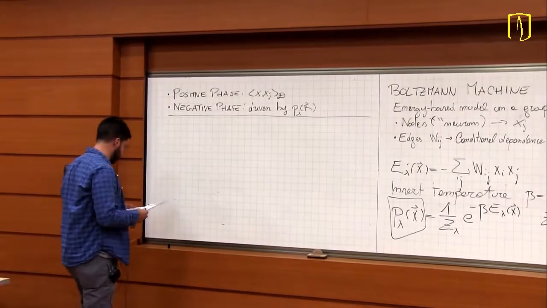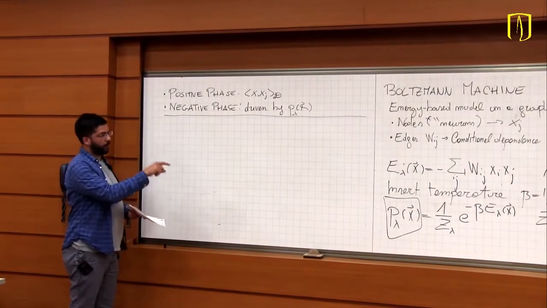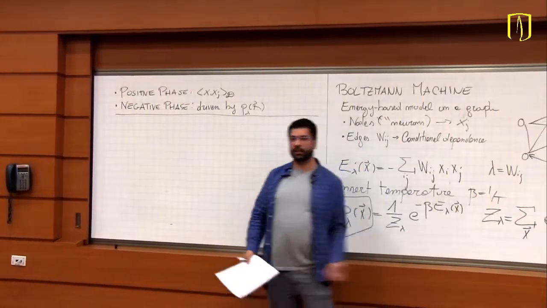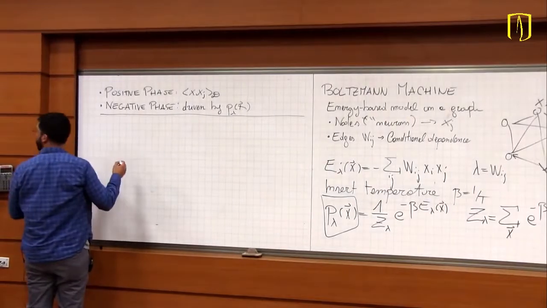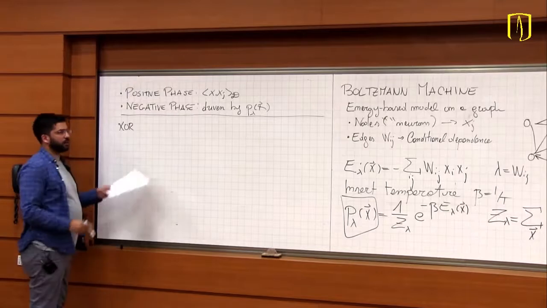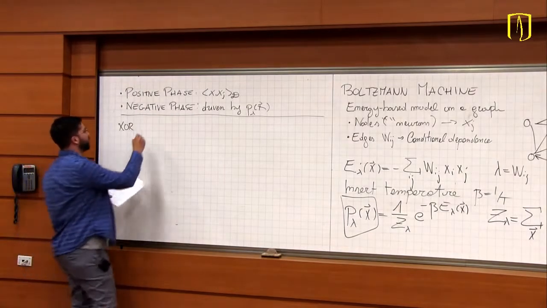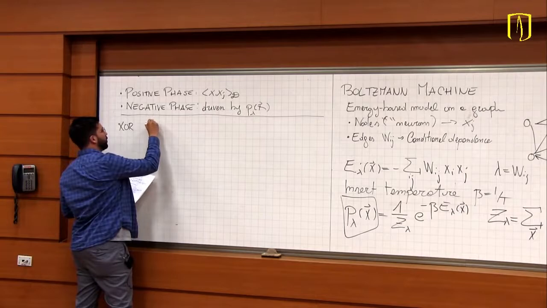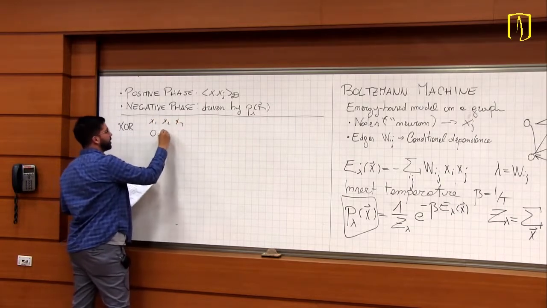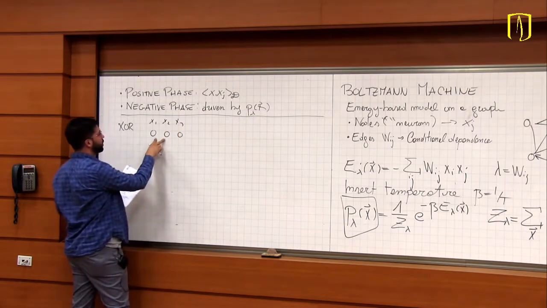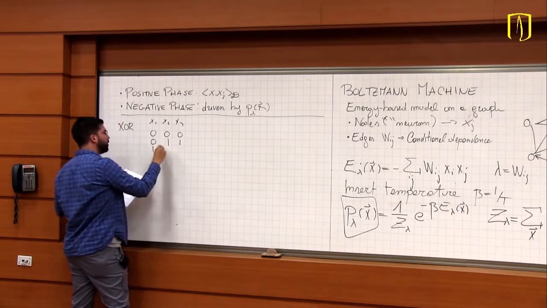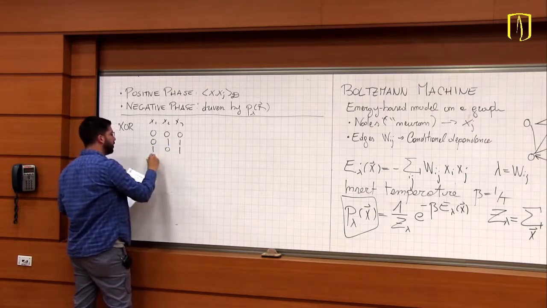It's actually very little. One of the problems of this model is that it can only capture pairwise correlation. There is a little exercise that you could try: see if you can learn the XOR function with this. You can actually show it by hand. The XOR has three variables, x1, x2, and x3, and it takes the XOR operation between the first two. So 0, 0, 0 is 0, 0, 1, 0 is 1, 1, 0 is 1, 1, 1 is 0.